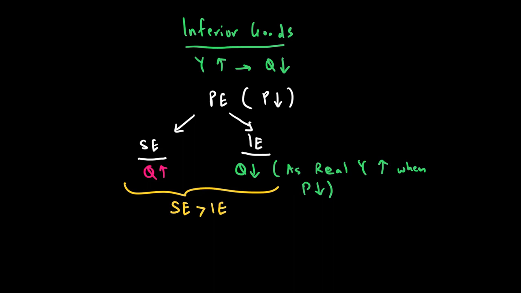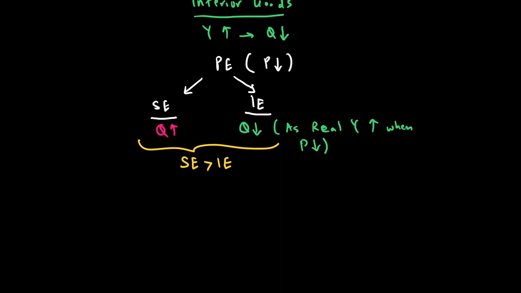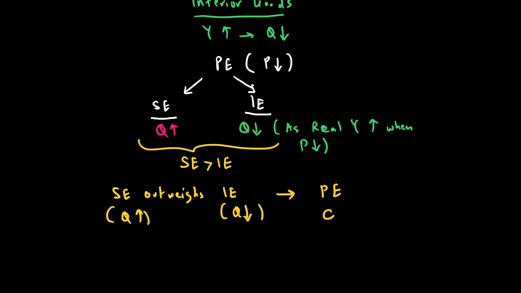And such is the case that substitution effect is saying buy more, income effect is saying buy less, and because substitution effect is outweighing, let me write this, SE outweighs IE, so SE says buy more, IE says buy less, ultimately my price effect will say buy more, because our substitution effect is more powerful than income effect.